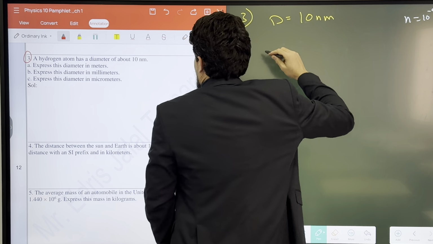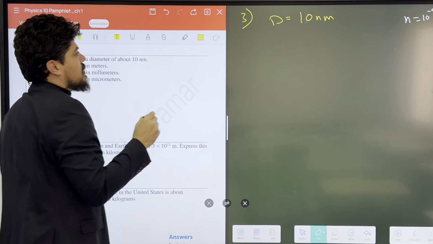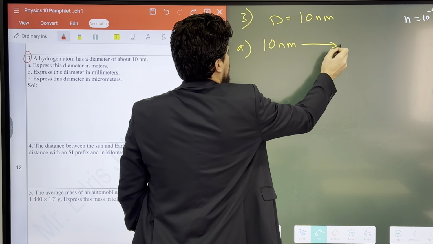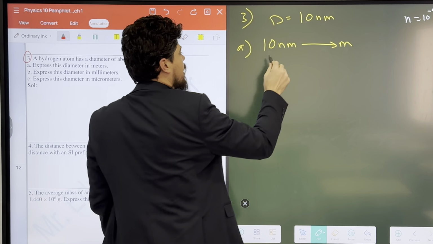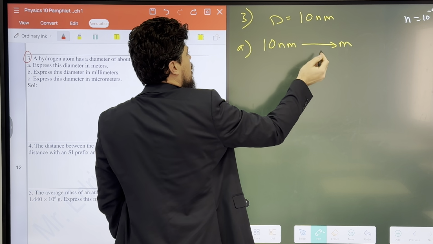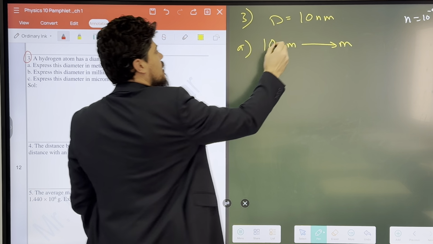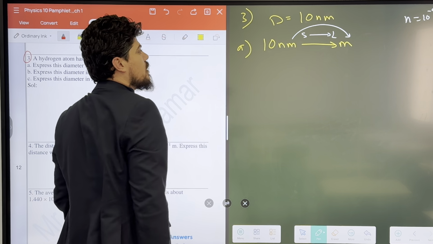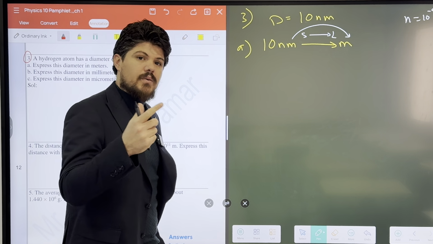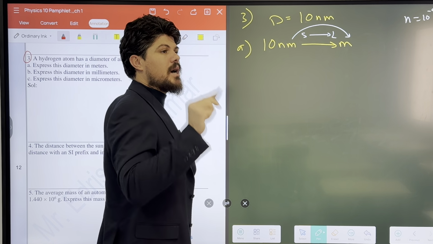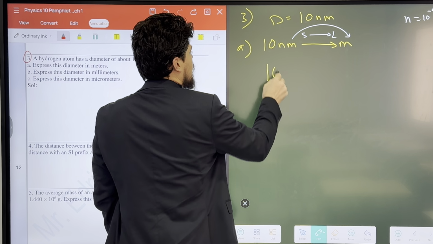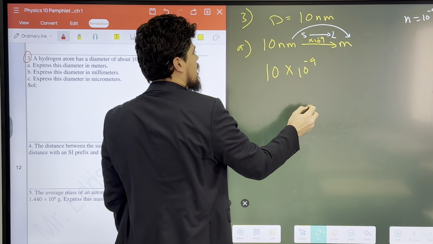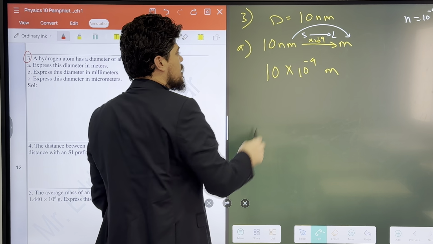So express this diameter in meter. So A, convert this 10 nanometer to what? To meter. Okay, now in this case, which one is bigger, nanometer or meter? Meter is bigger than nanometer. This is small to large or large to small? Small to large. Small to large, positive power or negative power? Negative power. What is the negative power of nano? 10 power negative 9. Bring down this 10 times 10 power negative 9 meter.